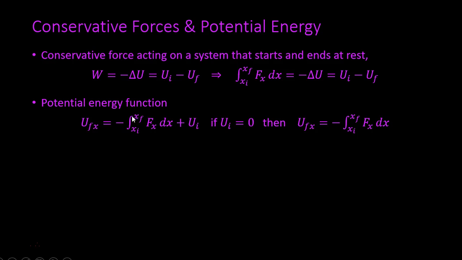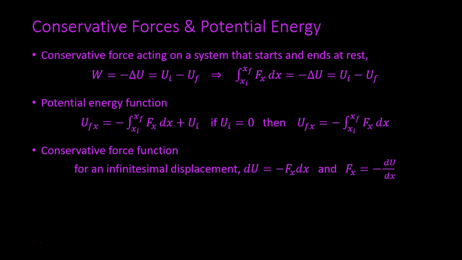We go ahead and rearrange this equation for the final potential energy in the x dimension. That's equal to negative the work integral plus the initial potential energy. If the initial potential energy is 0, then our equation for the final potential energy in the x dimension is equal to negative the integral f of x, the force in the x direction, dx, evaluated from x sub i to x sub f. We can look at a conservative force function.